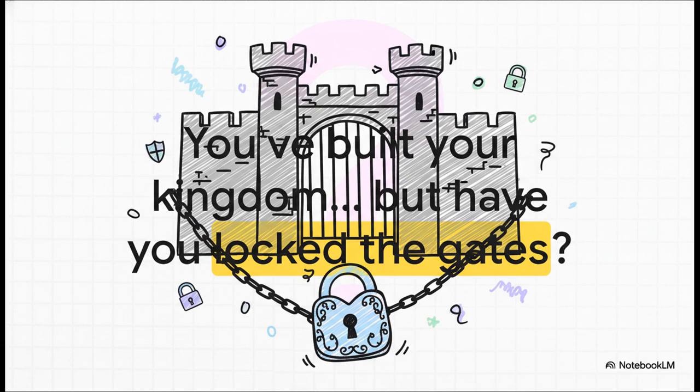So we've laid out the blueprint, we've connected the nervous system, and we've started building the fortifications. You now have the fundamental knowledge to go out and build your own digital kingdom. But always remember, a kingdom is only as strong as its defenses. So let me ask you, you've built your kingdom, but have you locked the gates?